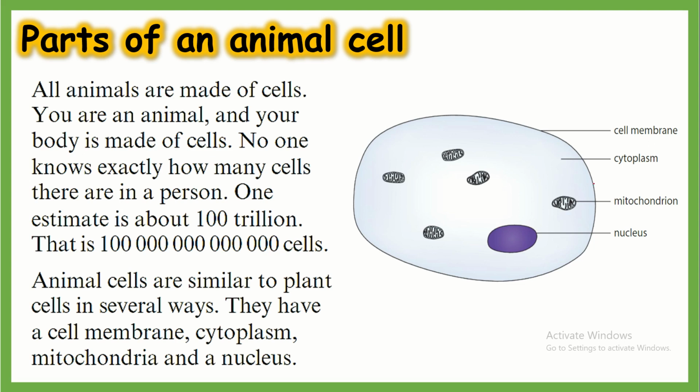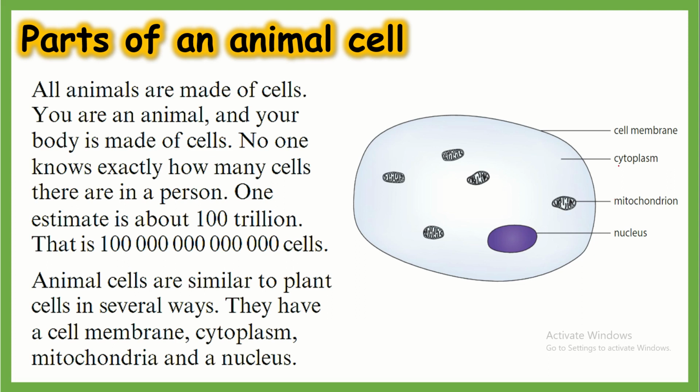The second one is the mitochondria. Now mitochondria is the powerhouse of cell. It means when we eat food and it transfers into the cell, the mitochondria generates energy from that food, and then the cell uses that energy to perform different operations, different tasks.